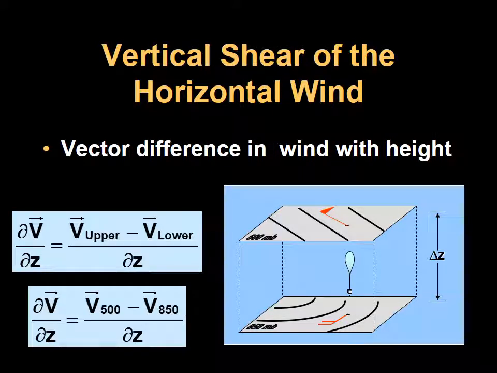The vertical shear of the horizontal wind, mathematically, is a vector difference between the winds at two different levels, one lower level and one upper level. This diagram shows two winds at different altitudes, one at 850 millibars, another one at 500 millibars. So you've got a difference in height between those two levels, and a difference in the wind speed and the wind direction.